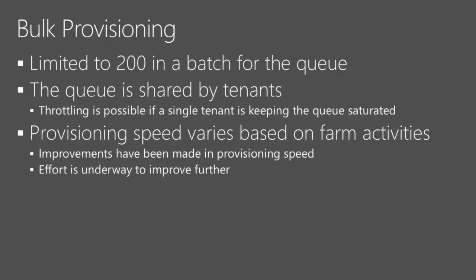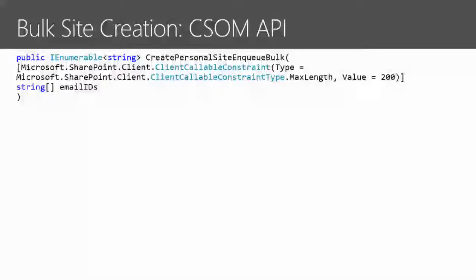This is something that's being worked on as we talk, to improve the ability to do bulk provisioning of all sites in SharePoint, not just OneDrive for Business. So this is the client-side object model API. You can see it's called Create Personal Site Enqueue Bulk. And then we pass in an array of emails. Okay, and we've obviously got a max value there, 200 in the queue.